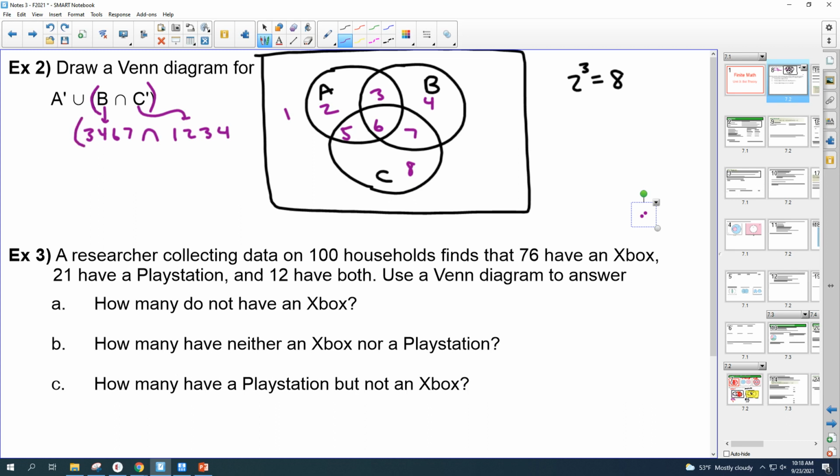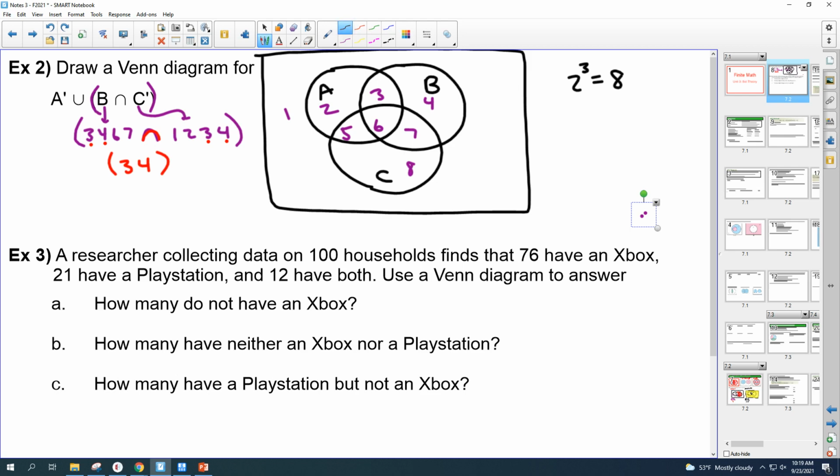Now again, that's in parentheses, so we do that part first. We're going to find the intersection. Remember, this stands for intersection or overlap. We want to find the overlap of those 2 sections. So look at what they both have. They both have a 3 and a 4. I think that's it. So 3 and 4.